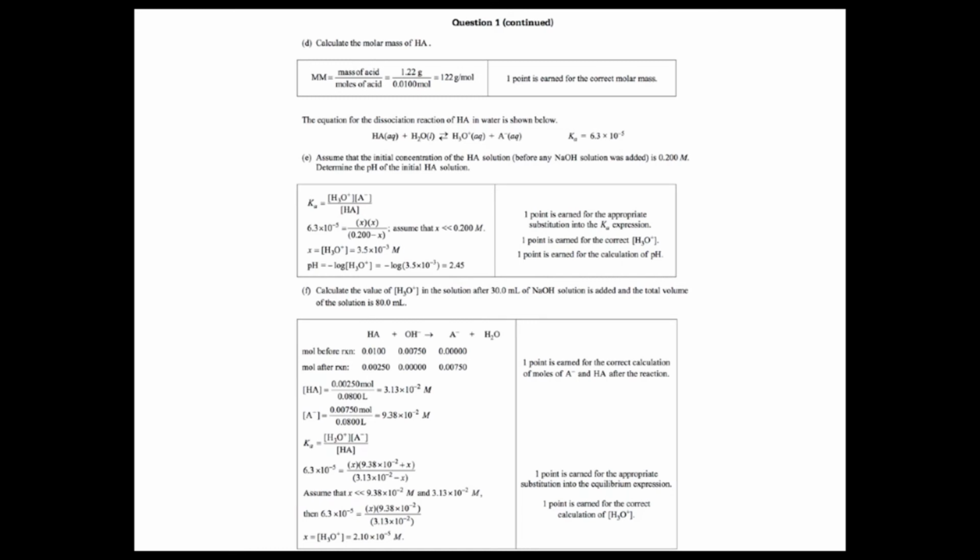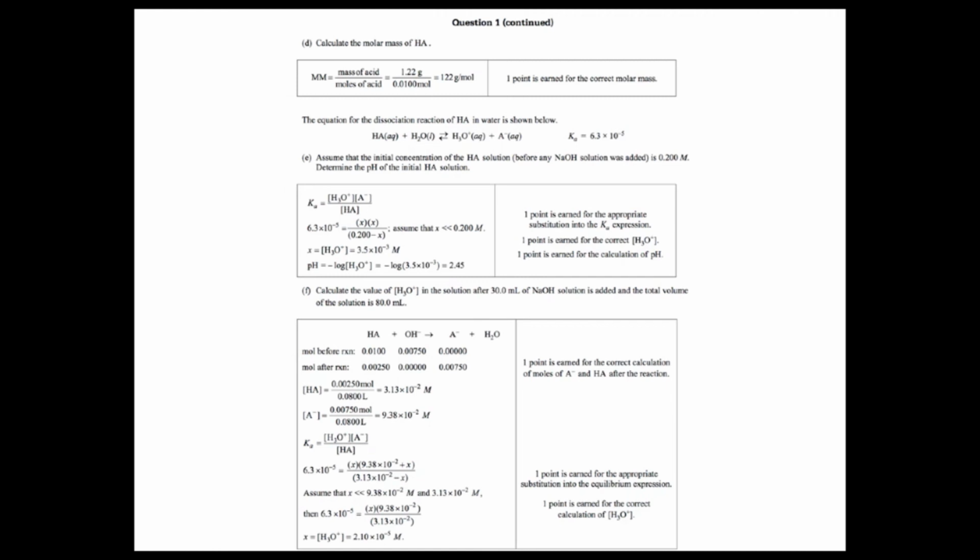So really quickly going back to E and F, I forgot to go over the points for that. Okay, so for E you get 1 point for the correct substitution into your Ka expression, 1 point for getting the correct concentration of H3O plus, and 1 point for the correct pH. Notice, be careful, because if you get the wrong concentration of H3O plus, don't take off if you get the wrong pH. If your pH is correct based on your concentration of H3O plus, give yourself that point.